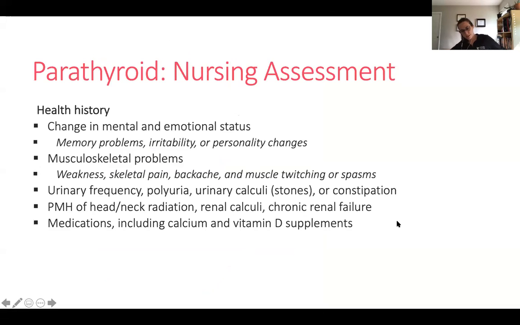So, nursing assessment related to parathyroid conditions. Note any changes in the mental health or emotional status. They might have problems with memory, personality changes, irritability. Assess if they have a history of musculoskeletal problems, so weakness, skeletal pain, backache, twitching of the muscles or spasms. That is going to be related to the hypocalcemia. They might also have urinary frequency, polyuria. They're more prone to having urinary stones, kidney stones, or constipation.